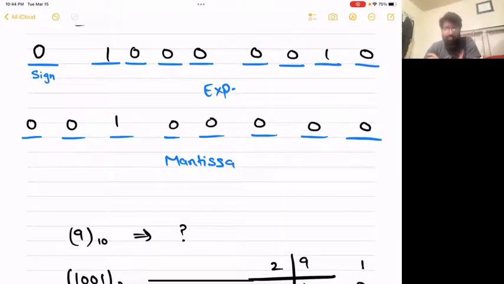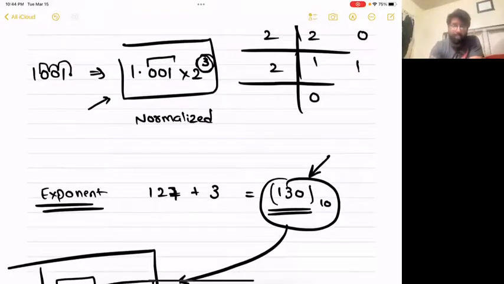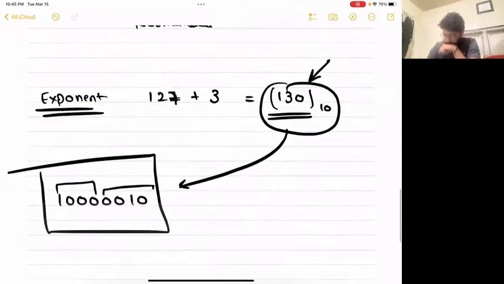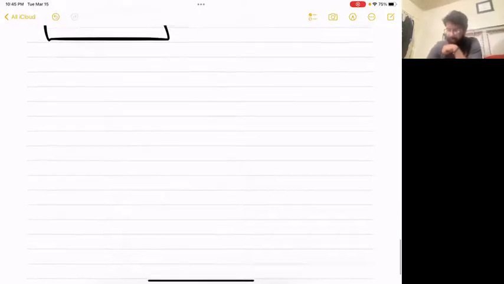I think this is pretty straightforward, but we'll do another problem. This way, we can learn more about it. Okay, on to the next problem. The next problem is negative 12.